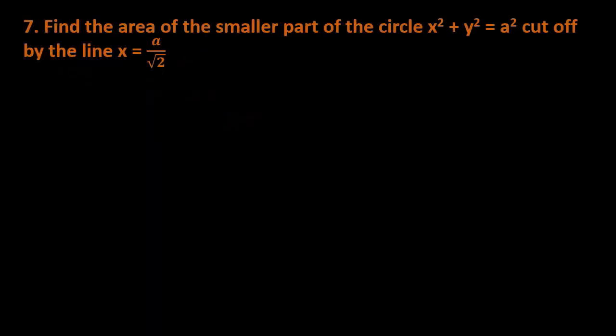Now let me give an idea regarding question number 7. The question is, find the area of the smaller part of the circle x square plus y square equals a square cut off by the line x equals a by root 2. So here two curves are given, one is the circle and another is the straight line.